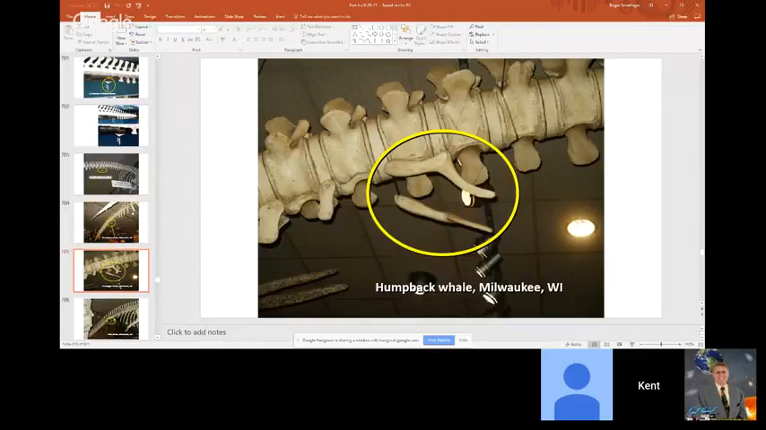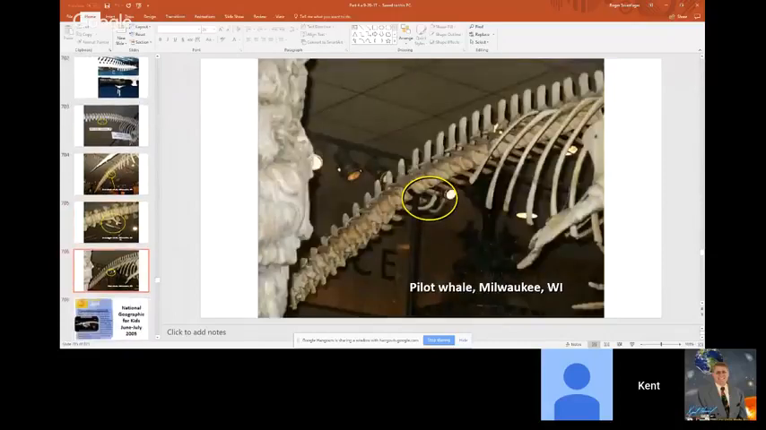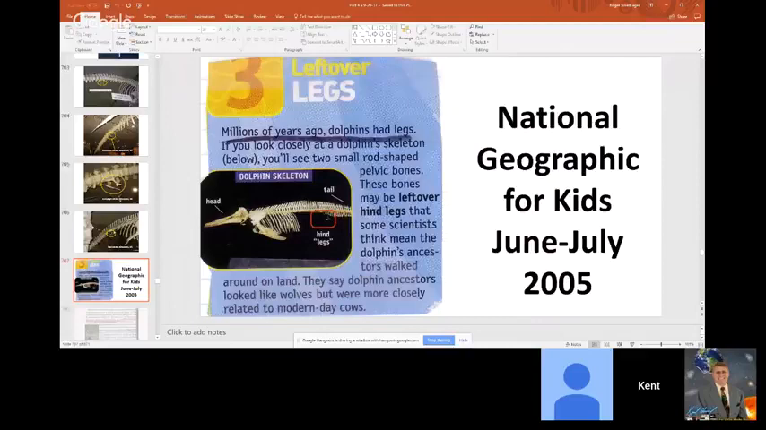So if you want to believe that this is evidence that it used to have a leg, you're welcome to believe that, but that's not really science. That's a religious belief. All we see is whales, every time they're born and grow up, have the exact same bones.